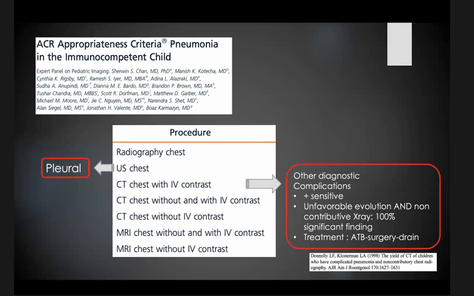So the chest X-rays, we order them only for problem-solving cases, so we don't do it on a regular basis, but usually it helps for kids with huge complications.